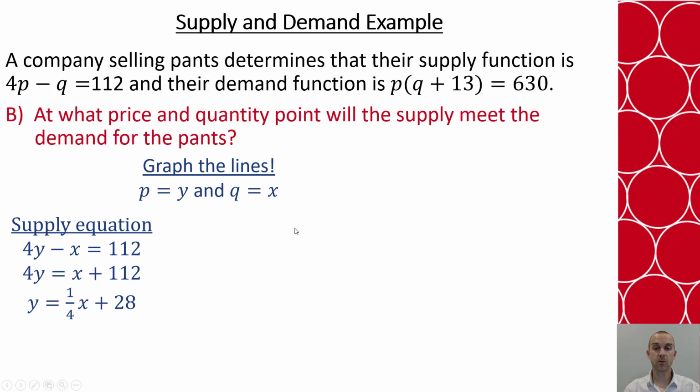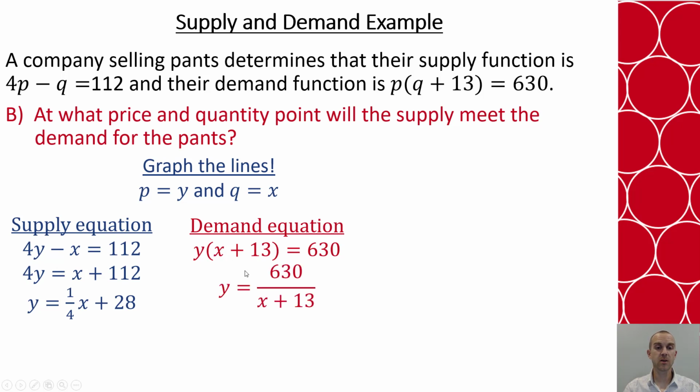Now I'm going to do the same thing with the other, and I would have y times the quantity x plus 13 equals 630. This is a little bit weirder for most people because of this quantity being multiplied. But I can divide both sides by the x plus 13 to get y by itself. And this is a rational function. And its asymptote is negative 13, but since we're dealing with supply and demand and finances and quantity, everything's positive, so that asymptote has no impact on the graph.